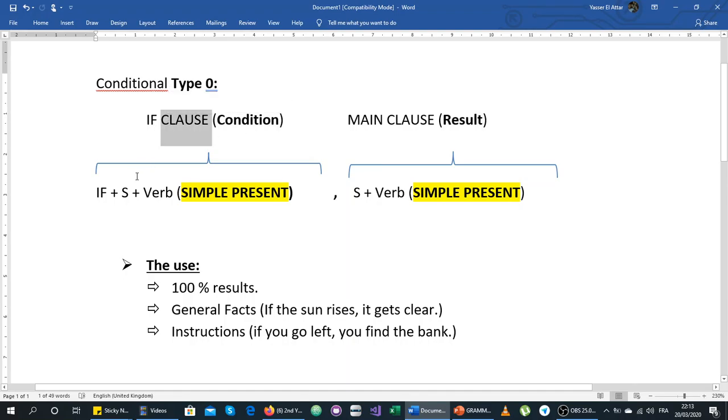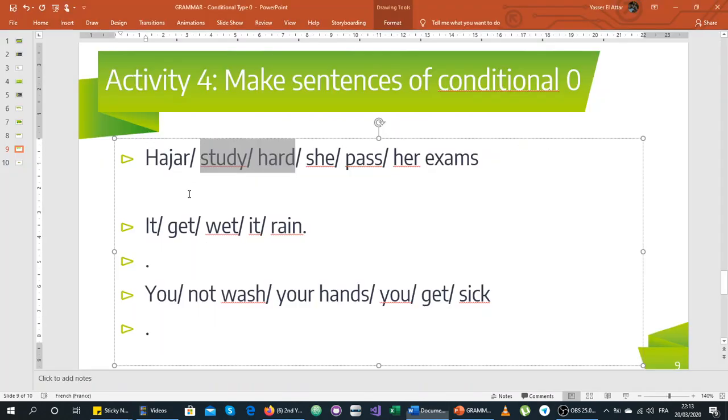What is the rule of the if clause? If, then subject, and then the verb in the simple present. So what do we put here? We put if. What is the subject we have? The subject is Hajar. And the verb study, we conjugate the verb in the simple present. What is the verb study in the simple present? Because here we have Hajar, it's like she, so we add s. But here the verb study ends with y preceded by a consonant, so we change it like this. If Hajar studies, and we continue with the adverb hard.